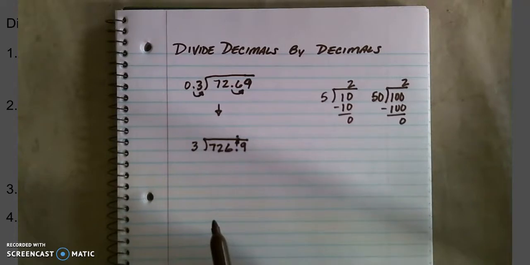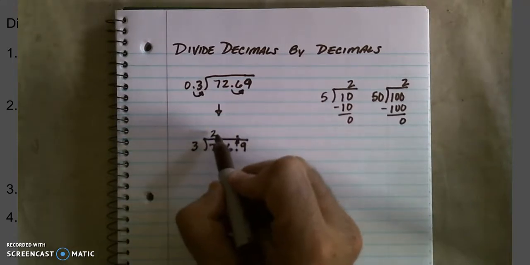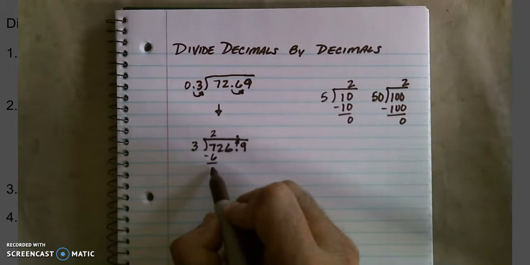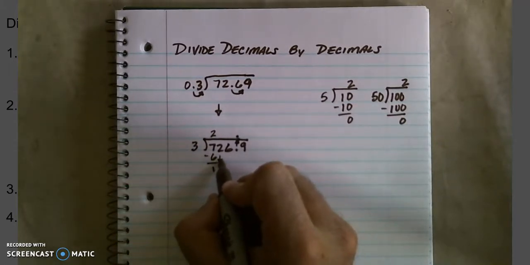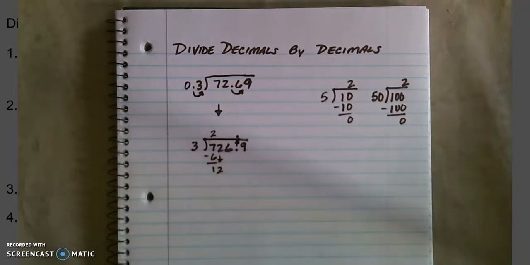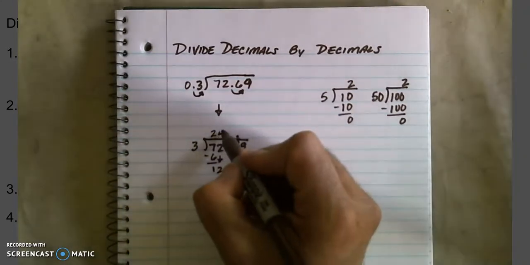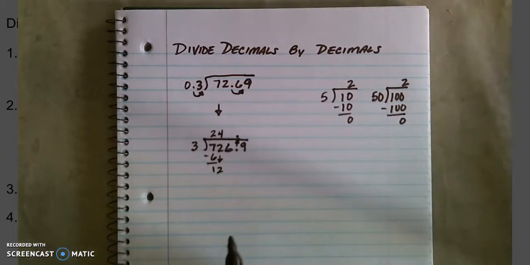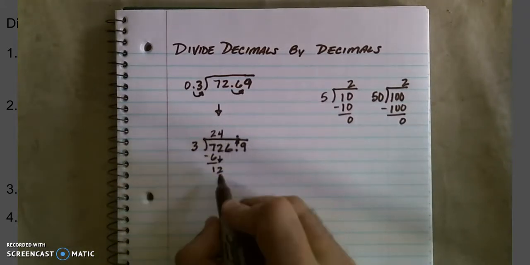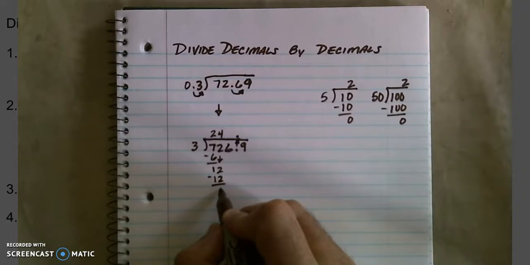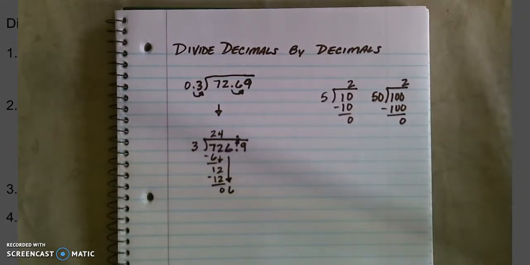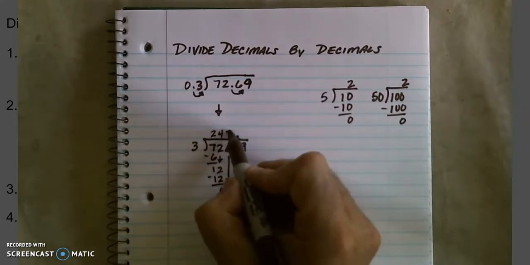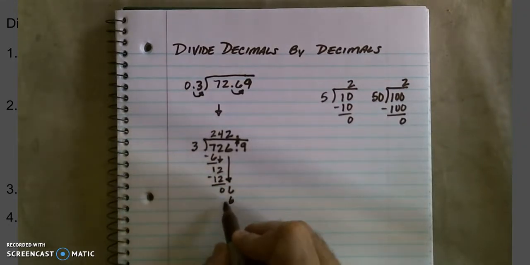3 goes into 7 2 times, which is 6. Subtract, I get 1. Is 1 less than 3? It is. So I'm okay to bring down this 2. 3 goes into 12 4 times. Remember that the 4 has to be above the 2. 4 times 3 is 12. Subtract, I get 0. And I'm going to bring down my 6. 3 goes into 6 twice, which is 6. Subtract, and I get 0 again.